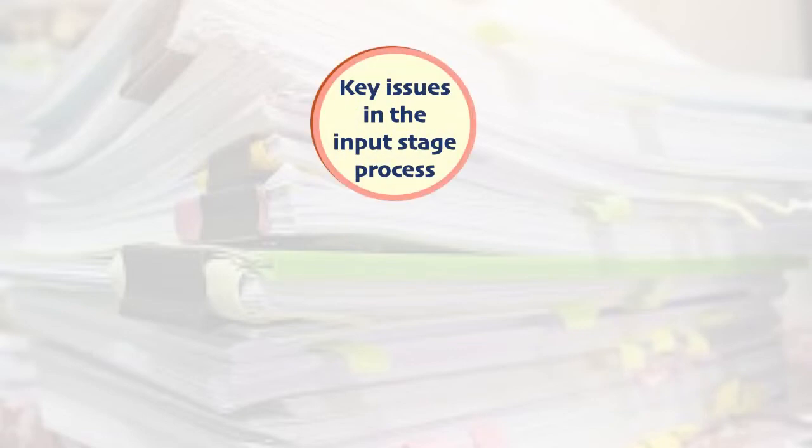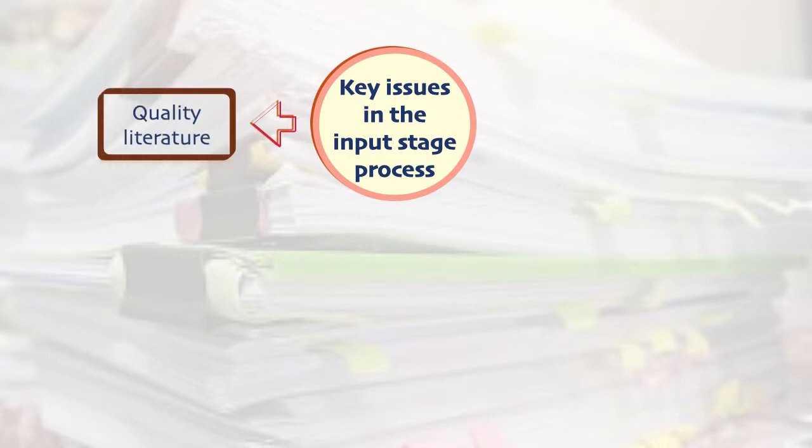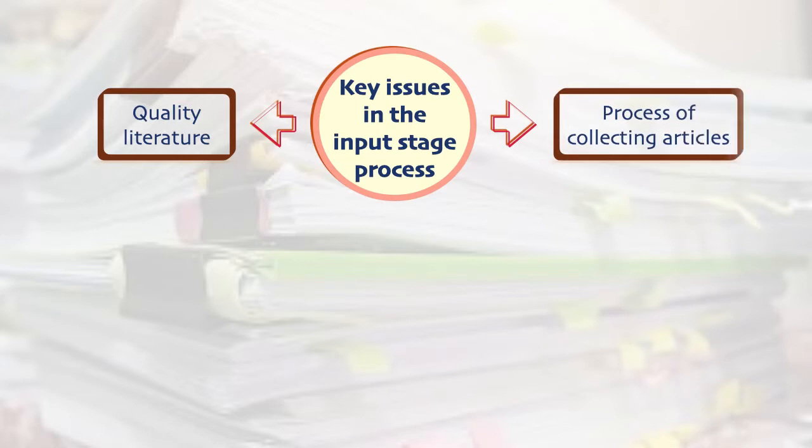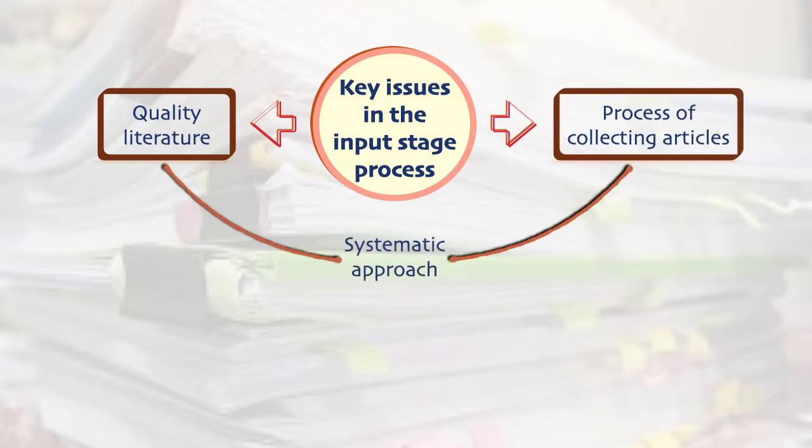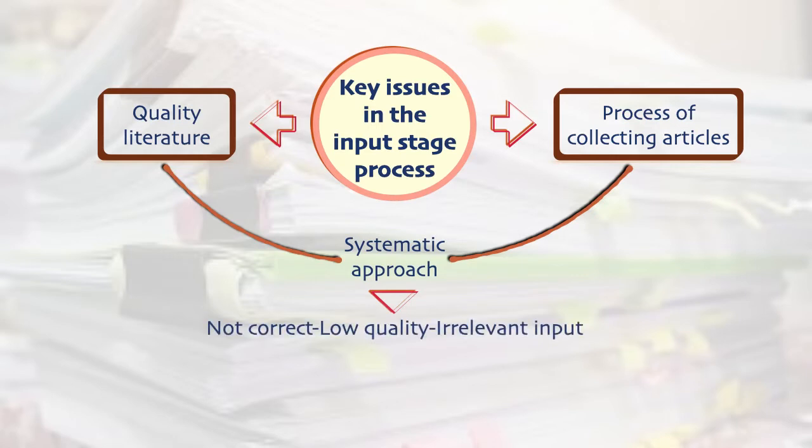There are two key issues in the input stage process. It explains what a quality literature is, as well as the process of collecting articles for an effective literature review. In any systematic approach, if the system input is either not correct, of low quality, and irrelevant, the resulting output is going to be ineffective regardless of the quality of the processing stage.